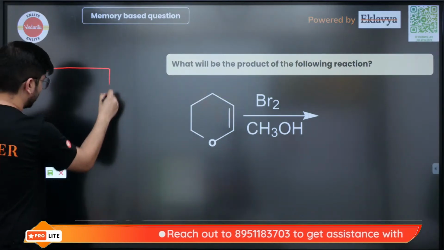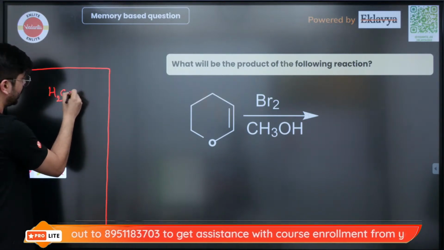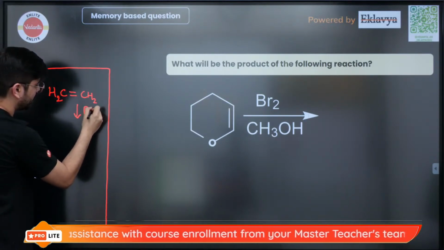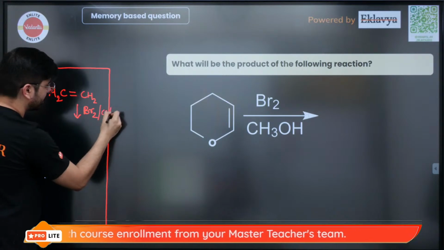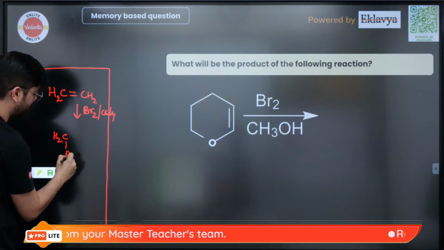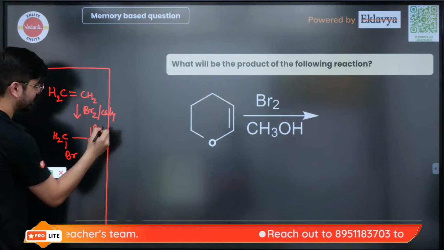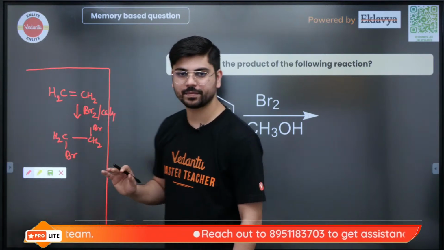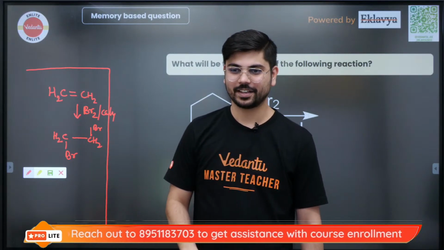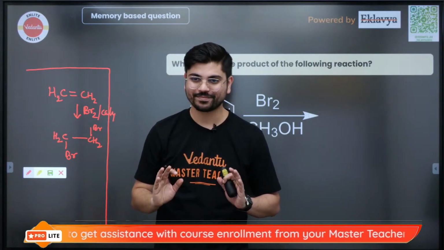Do you guys remember there was a reaction in alkene where we had, let's say, CH2 double bond CH2, and when we add Br2 in CCl4, there was an anti-addition. Like Br used to get attached over here. It was like this. How many of you remember this? Most of you remember it, right? It is an anti-addition.